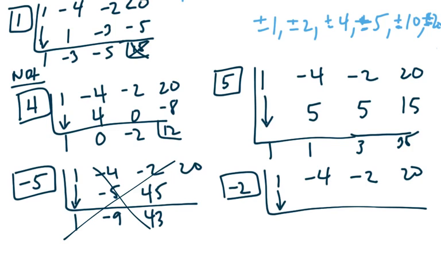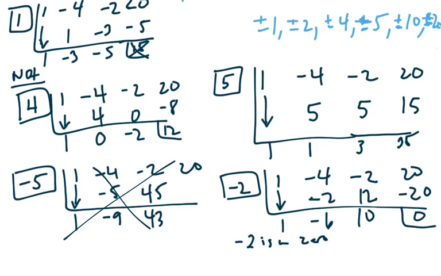Okay, so we have 1 times negative 2 is negative 2. Negative 4 plus negative 2 is negative 6. Negative 2 times negative 6 equals positive 12. Negative 2 plus 12 equals 10. Negative 2 times 10 equals negative 20. Oh my goodness, thank goodness we found one. Okay, so negative 2 is a 0.